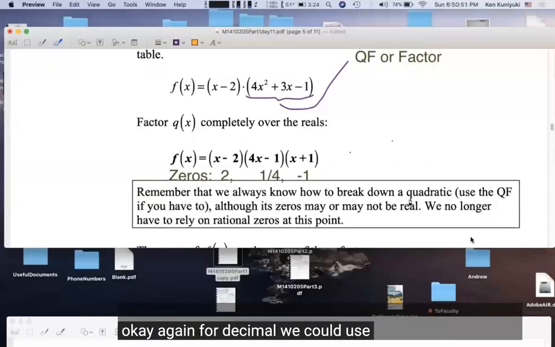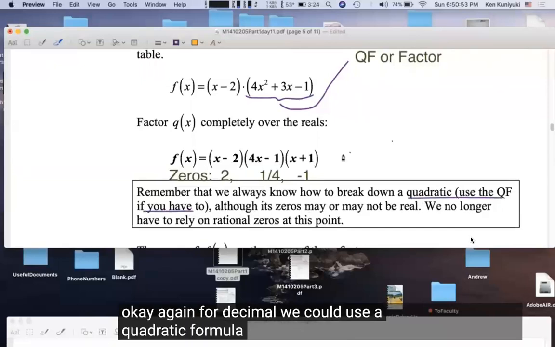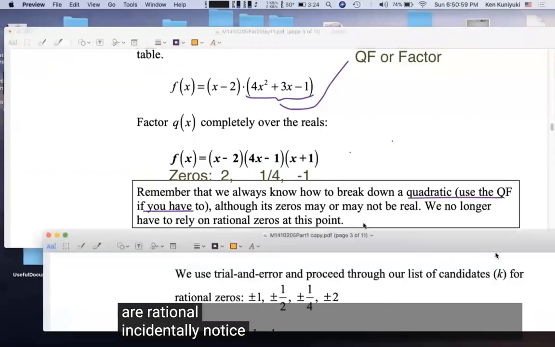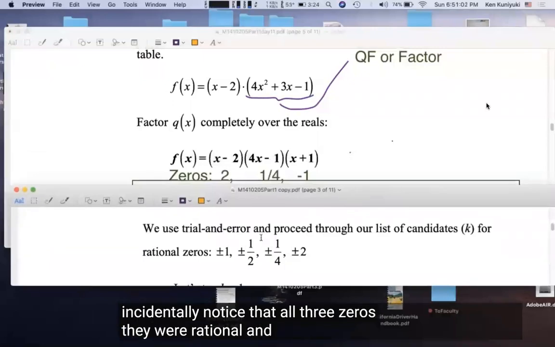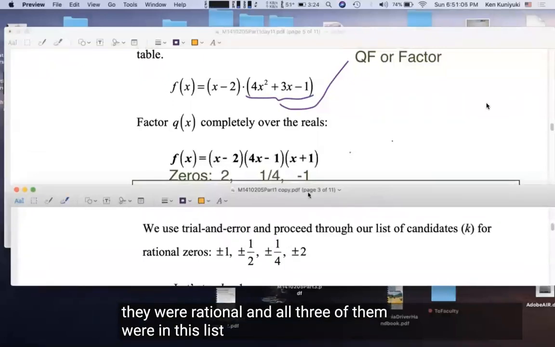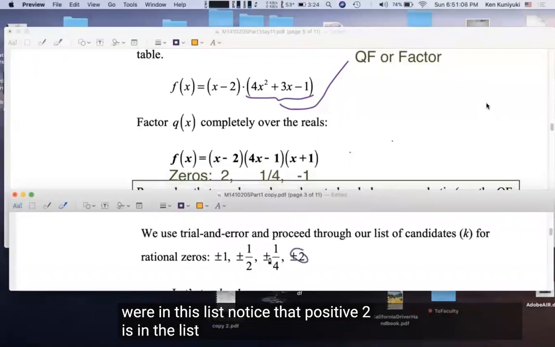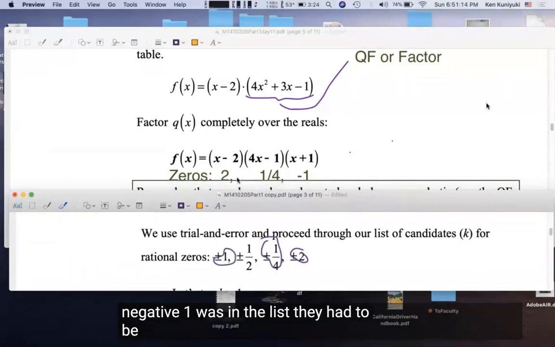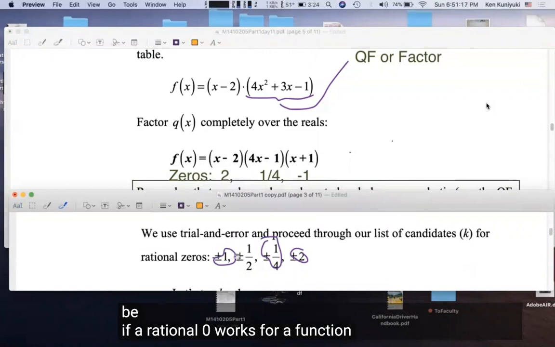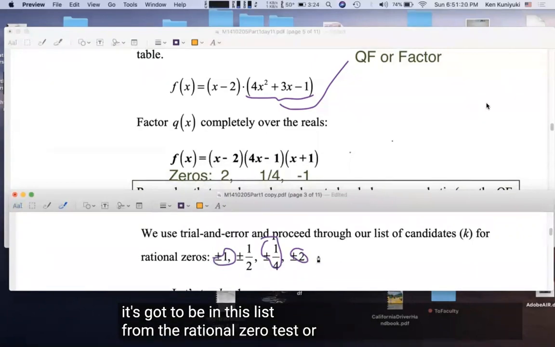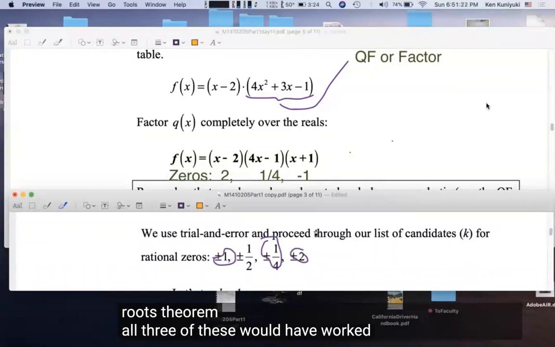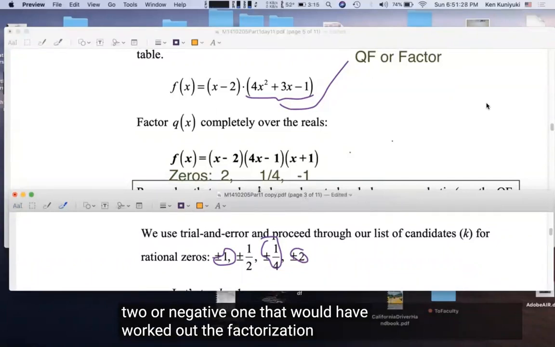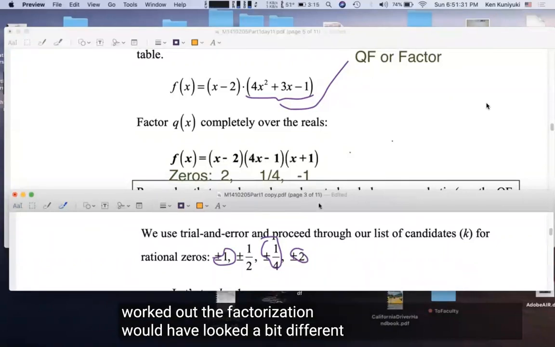Okay, again, if we're desperate, we could use a quadratic formula. We don't have to rely on rational zeros anymore. But it turns out all 3 zeros are rational. Incidentally, notice that all 3 zeros, they were rational, and all 3 of them were in this list. Notice that positive 2 is in the list, positive 1/4 was in the list, and -1 was in the list. They had to be. If a rational zero works for a function, it's got to be in this list from the rational zero test or rational roots theorem. All 3 of these would have worked. So if you had picked 1/4 instead of 2 or -1, that would have worked out. The factorization would have looked a bit different, but it would have worked out.